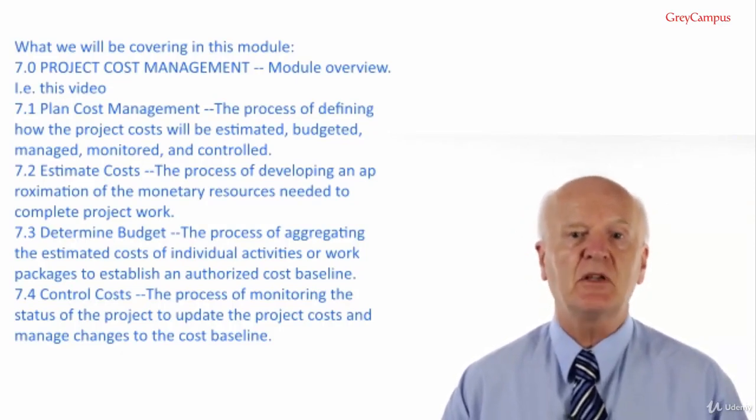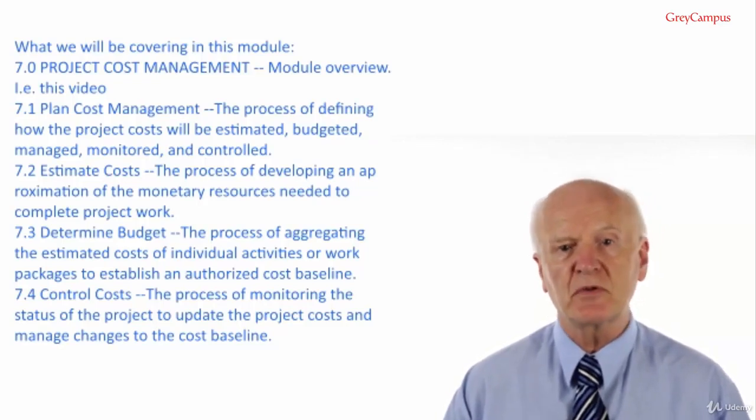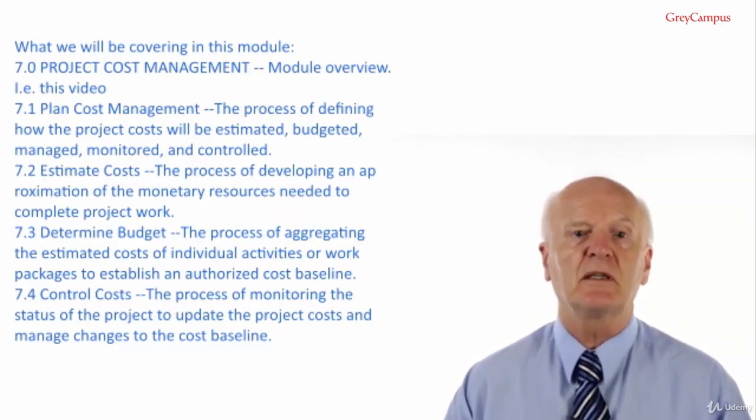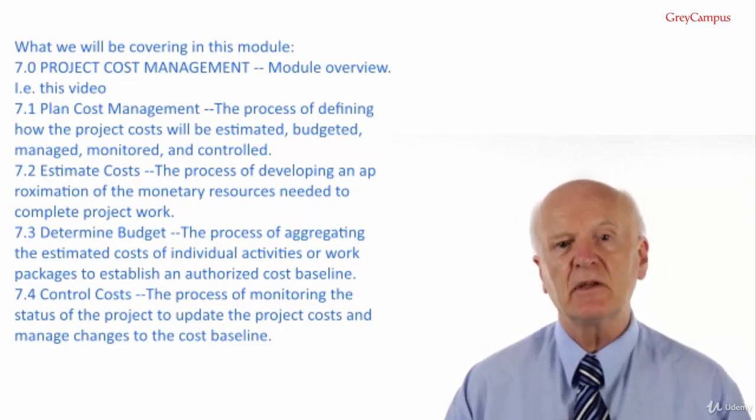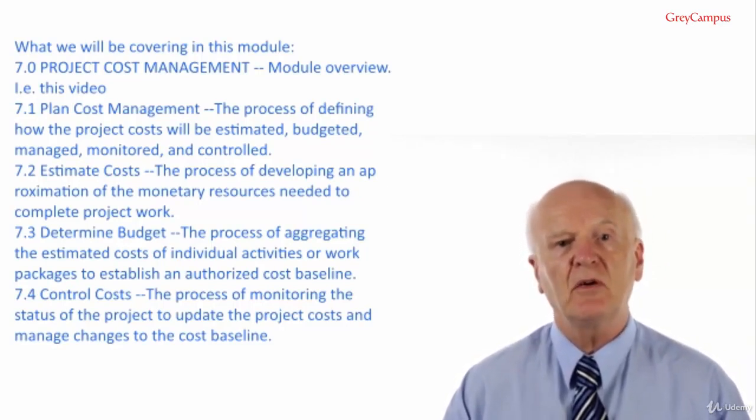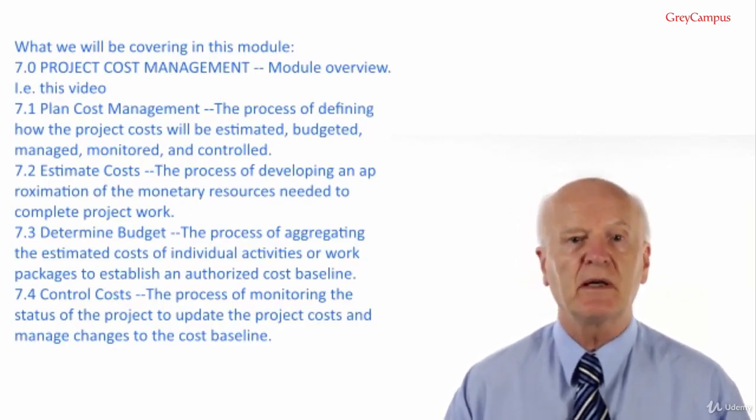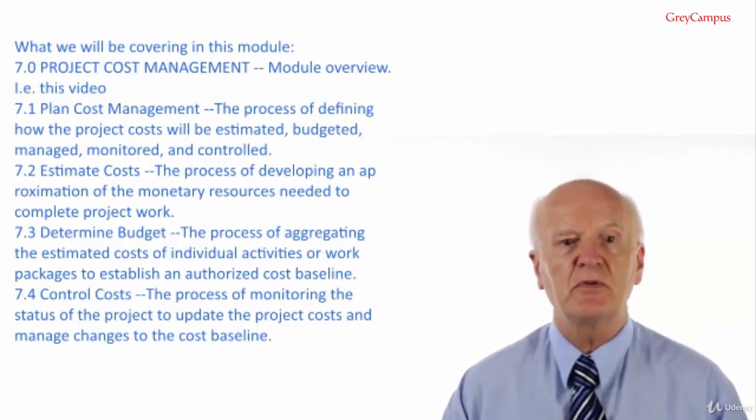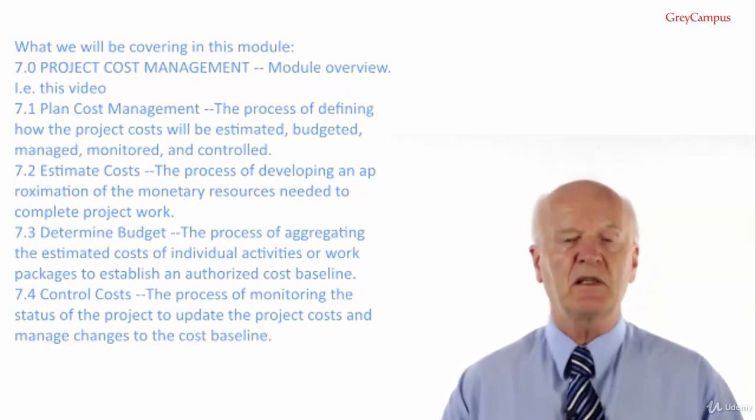7.2 Estimate Costs, the process of developing an approximation of the monetary resources needed to complete project work. 7.3 Determine Budget, the process of aggregating the estimated costs of individual activities or work packages to establish an authorised cost baseline. 7.4 Control Costs, the process of monitoring the status of the project to update the project costs and manage changes to the cost baseline.